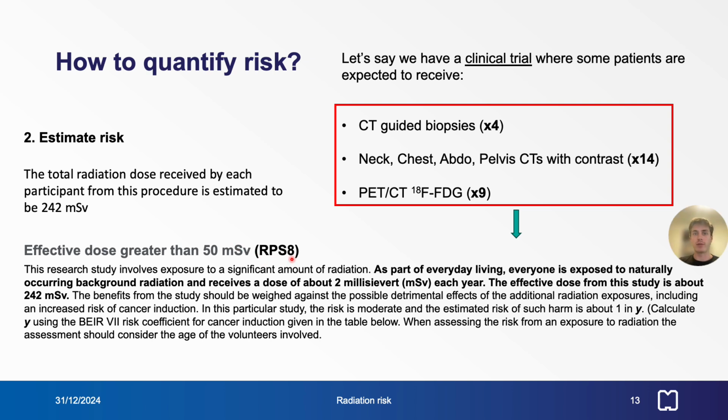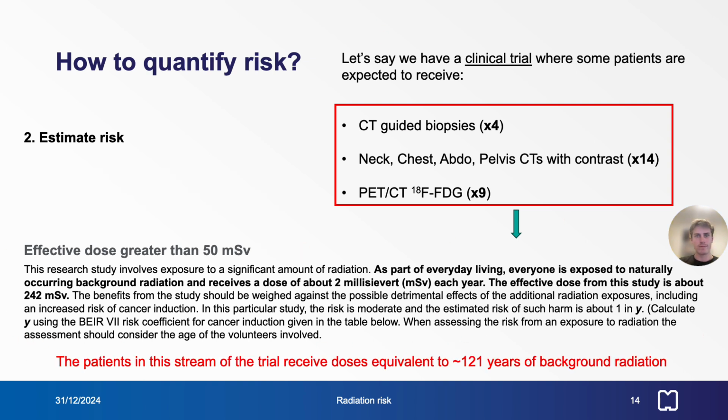According to the radiation protection standards, this dose would fall into this category of effective dose greater than 50 millisievert. And below is the associated risk statement that you would provide to the HREC committee. We can see here that the annual dose that we receive from background radiation, which is unavoidable, is about 2 millisieverts. So the effective dose of 242 millisieverts is equivalent to about 121 years worth of background radiation.